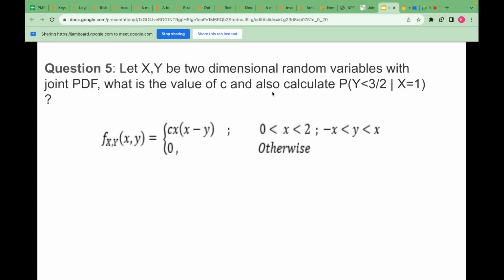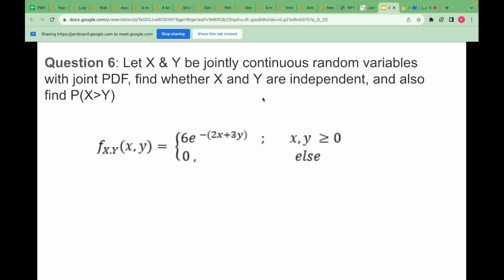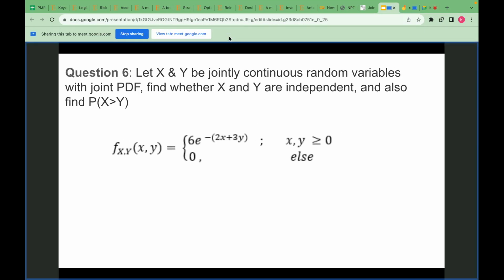So now we will move to the next question. So we have this x and y, which are jointly continuous random variables, and we are given the probability density function. Now we need to find whether x and y are independent, and we also need to find the probability that x is greater than y.